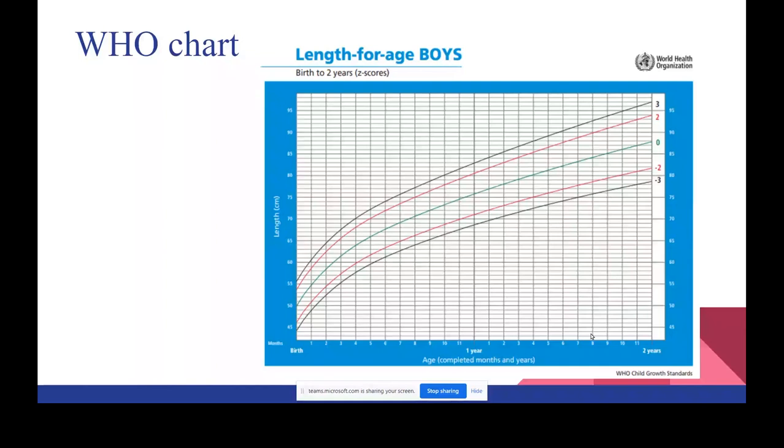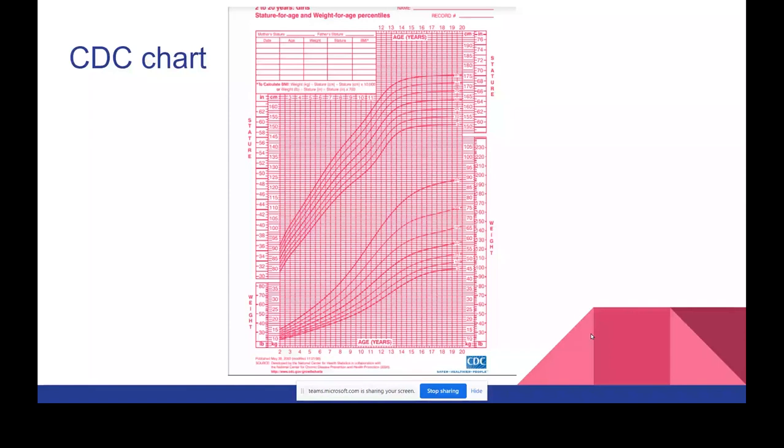And what is the CDC chart? The Center for Disease Control and Prevention. This is a girl's chart, from 2 years of age to 20 years of age. Most of our clinic and ward setups use the CDC chart, because most of the children we investigate for short stature are not less than 2 years of age. Most of them are about 2 years of age or older, so we use the CDC chart for our references.